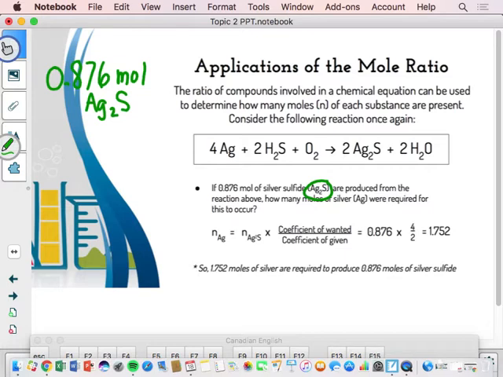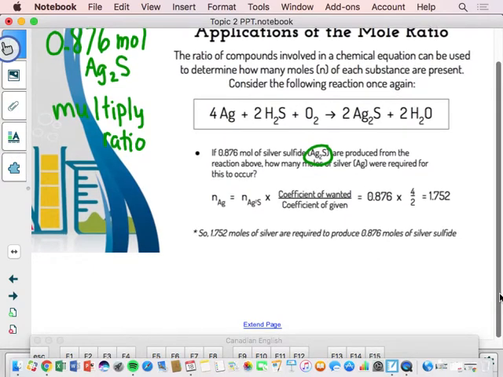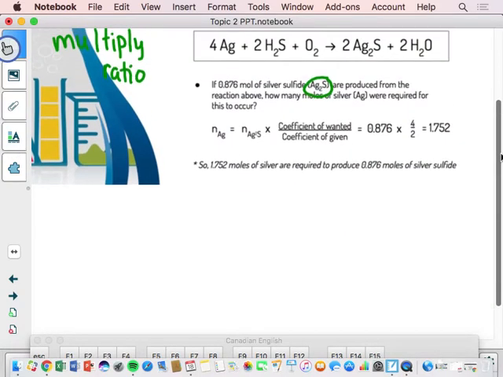Okay. To figure out how many moles we would need of silver, all we've got to do is multiply by the mole ratio. Is that the equation? Yeah, this is telling you how to do it. I need more space, so I'll write it down here. Yeah, so this is the equation here.